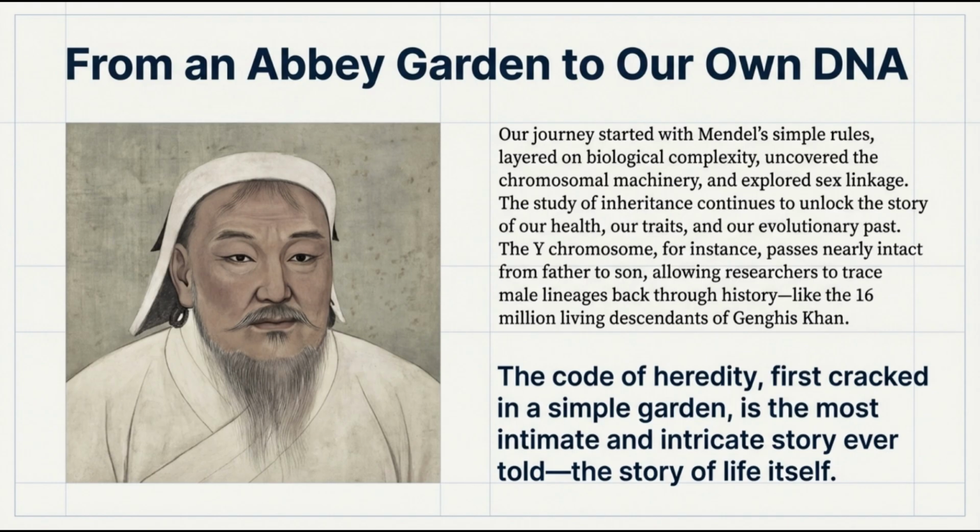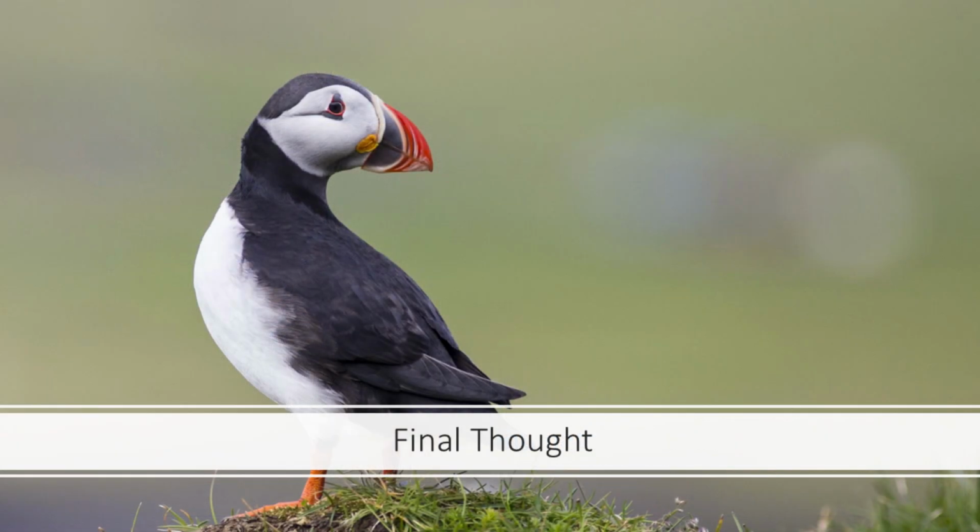It's incredible. The code of heredity, first cracked by looking at the color of peas, is really the most intimate and intricate story ever told. It's the story of life itself. We've covered segregation, assortment, linkage, sex linkage. But for all we've learned, there's still so much complexity. I'd encourage you to think about this. The vast majority of our DNA is non-coding. So what other profound stories about our health, our behavior, our ancestry might be locked away in those regions just waiting for new analytical techniques to reveal them? It really suggests that the deepest dives in genetics are still ahead of us.